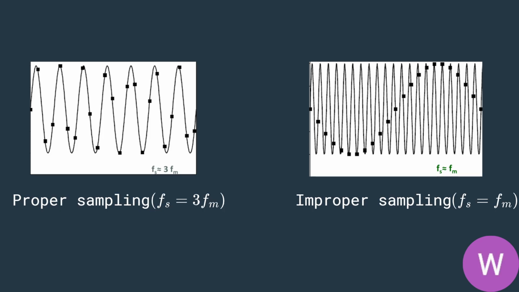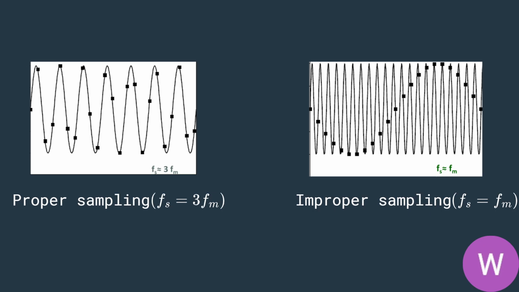So here there is a proper sampling. As you can see on the left, Fs equals 3 Fm. How do we get this value of 3? You can see it from the analog signal itself. In one cycle, we take 3 samples. The black square boxes are the samples that we take. In one cycle, you can see there are 3 black boxes, and in the next cycle, there are also 3 black boxes. This is how we got the 3.